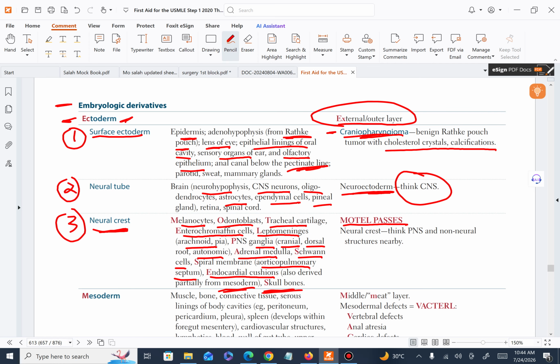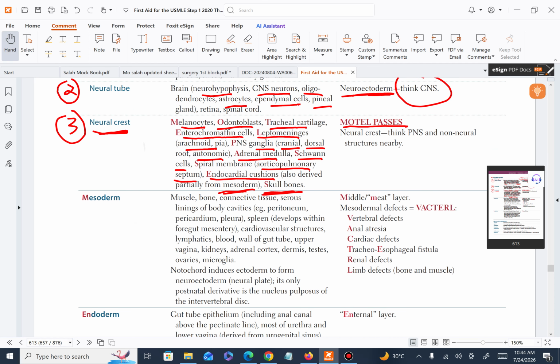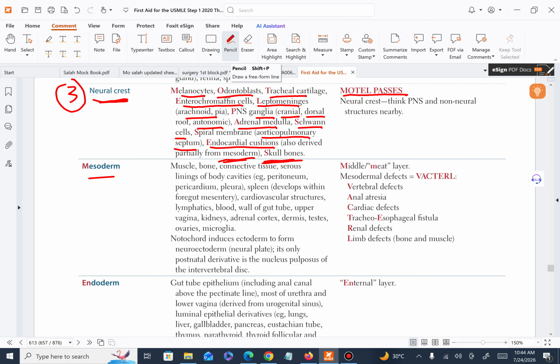Then the derivatives from the mesoderm. So let's discuss the derivatives of the mesoderm. From the mesoderm: muscle, bone, connective tissue, serous linings of the body cavities, for example peritoneum, pericardium, and pleura. Spleen develops within the foregut mesentery. Cardiovascular structures, lymphatics, blood, wall of gut tube, upper vagina, kidneys, adrenal cortex, dermis, testes, ovaries, and microglia. So these all structures arise from the mesoderm.